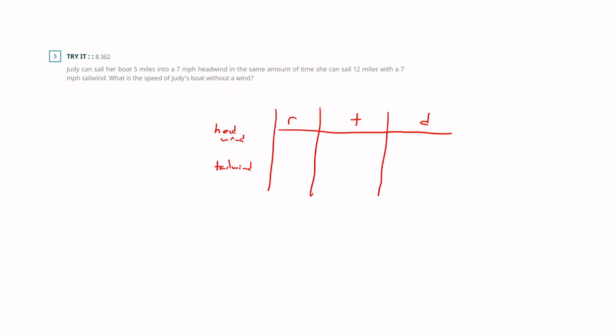I don't like the terms all that much, but tailwind means it's helping you. Headwind means you're fighting it. So we've got the speed of the boat. It's always the same stuff. Speed of the boat this time. Okay, so we're looking for the speed of the boat. 7 miles per hour is the wind. So headwind, it's fighting us. Tailwind, it's helping us. Now, how far did we go each time?